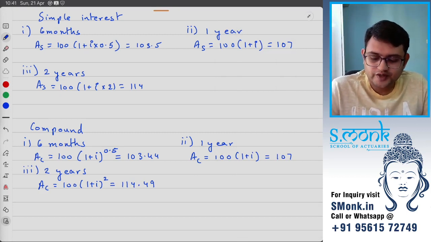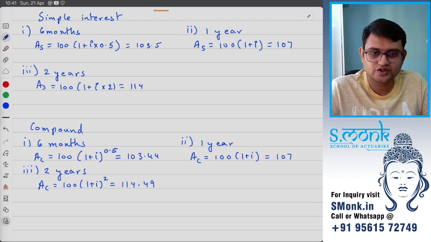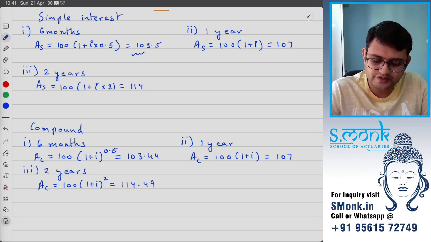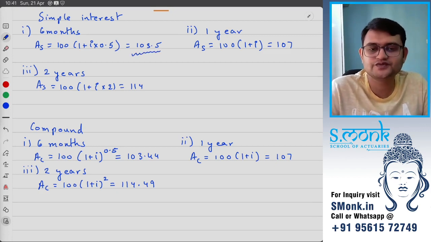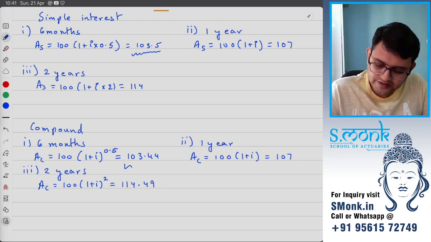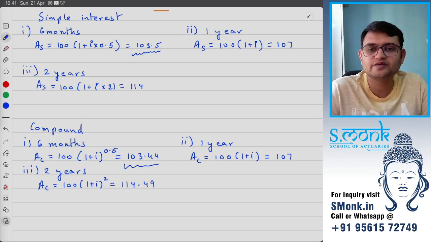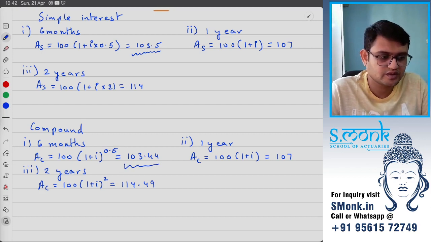It's very important that you observe. For simple interest in 6 months we got 103.5, whereas in compound interest we got 103.44.